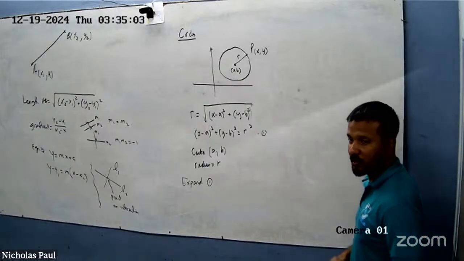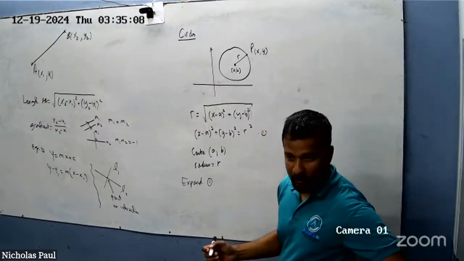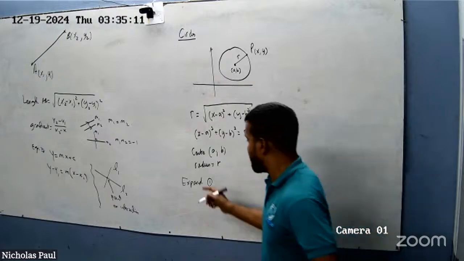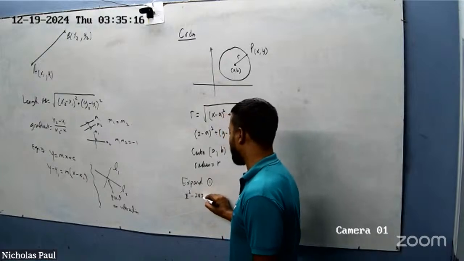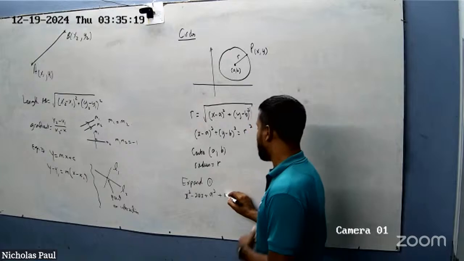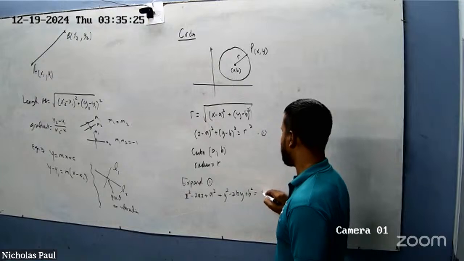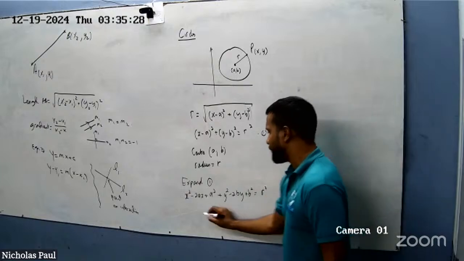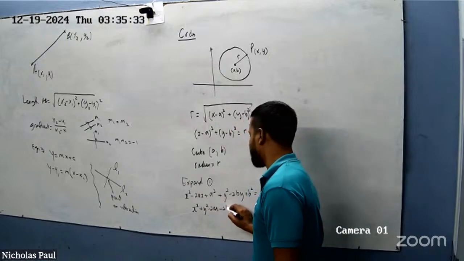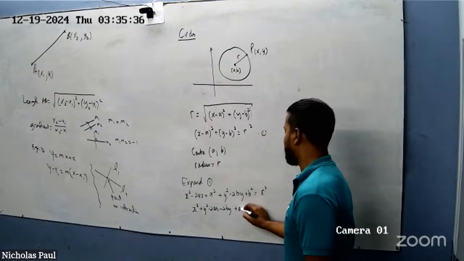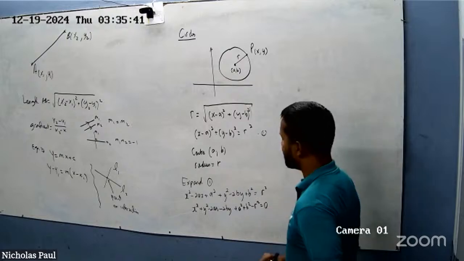When you expand this out, you'll end up with x squared minus 2ax plus a squared plus y squared minus 2by plus b squared is equal to r squared. So you'll end up with x squared plus y squared minus 2ax minus 2by plus a squared plus b squared minus r squared equal to 0.